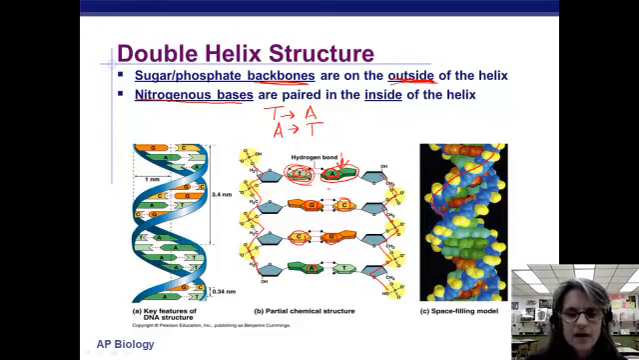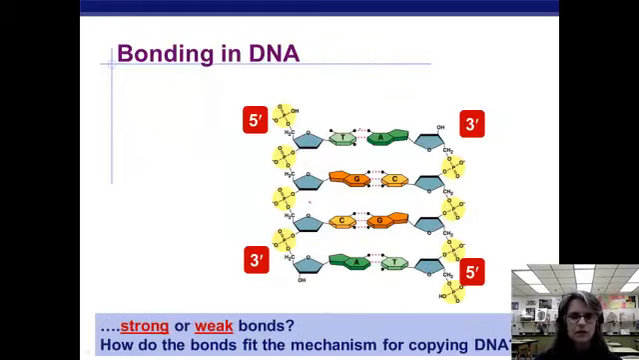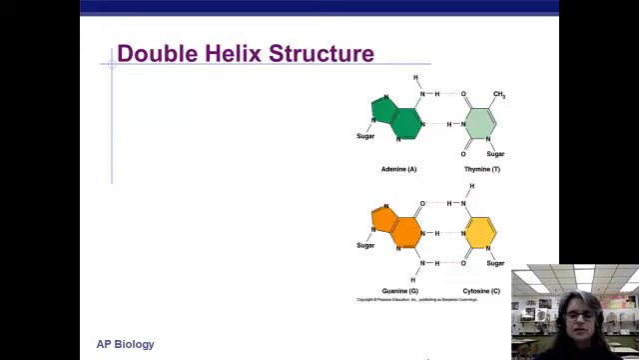And how are they paired? There are hydrogen bonds that link the bases together in the center. Please remember that hydrogen bonds are reasonably weak, certainly compared to covalent bonds. They're stronger than nothing, but they're kind of weak. What that means is these hydrogen bonds will stabilize the molecule in the center, and here you can see them running down the middle, but they can also be easily broken, and that's really important for how this molecule works. So hydrogen bonds, covalent, those phosphodiester bonds. The hydrogen bonds are relatively weak, the covalent bonds are very, very strong. And this question down here, how do the nature of these bonds fit the mechanism for copying DNA? We'll talk quite a bit about that in just a little bit.